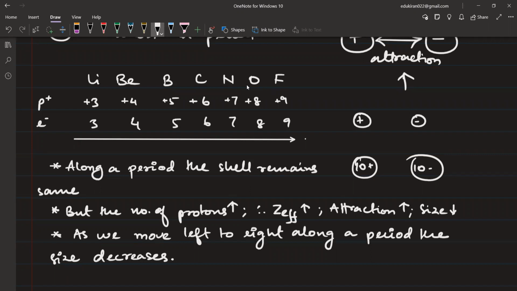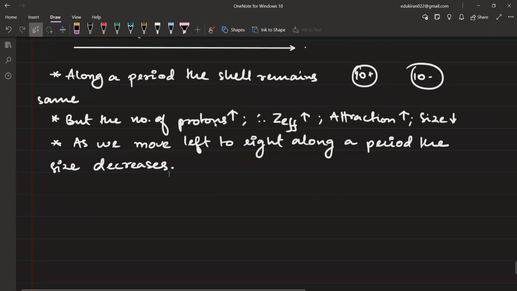Okay, so what is the trend? The trend is from left to right. Size is going to increase. Write a note. The note that you are going to remember here is regarding nitrogen and oxygen.